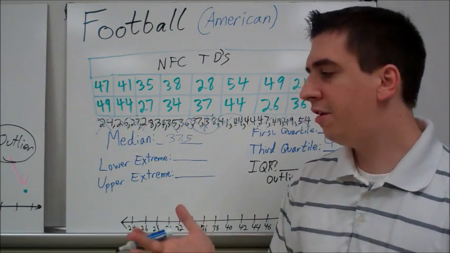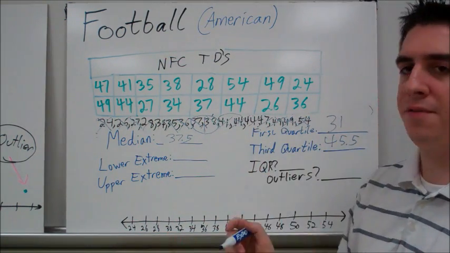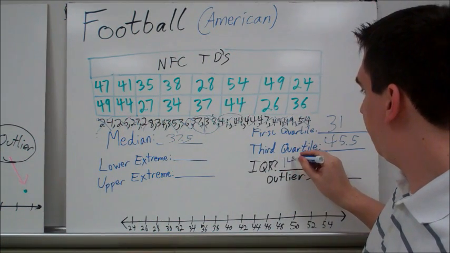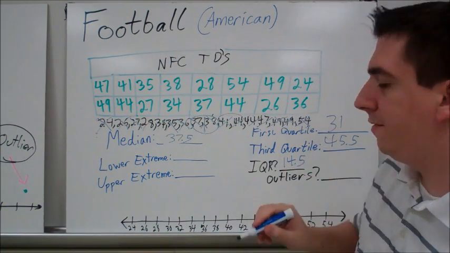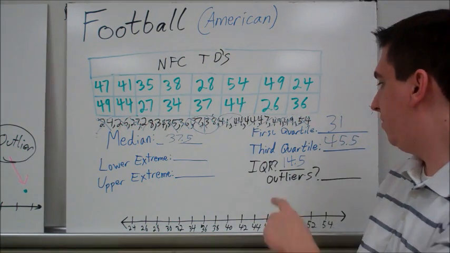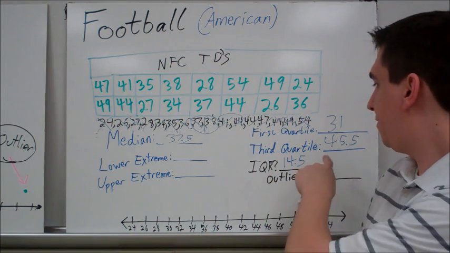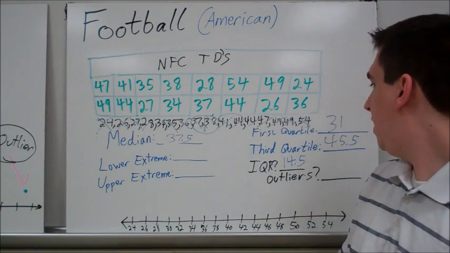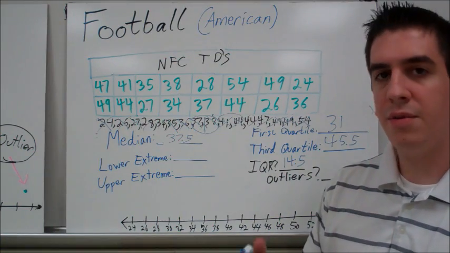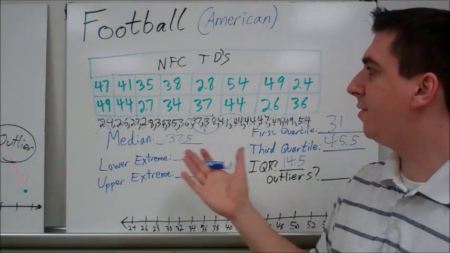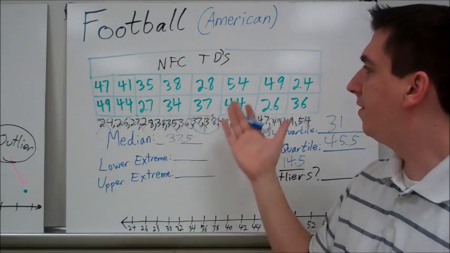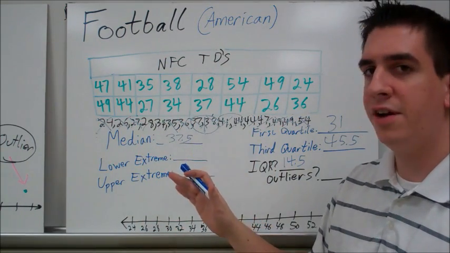Our interquartile range, remember, is the difference from our third to our first quartile, so we'll subtract those, and we'll get 14 and a half. And remember, to find any outliers, we're going to add 14 and a half to our third quartile, and that would give us 60. So if we have any numbers that are above 60, those would be outliers. None of our numbers are above 60, so we don't have outliers.